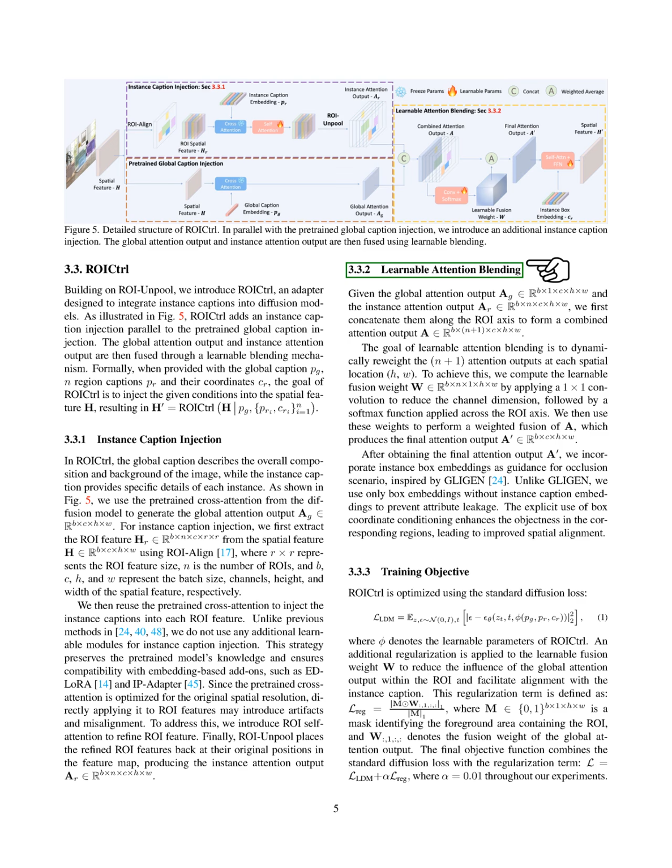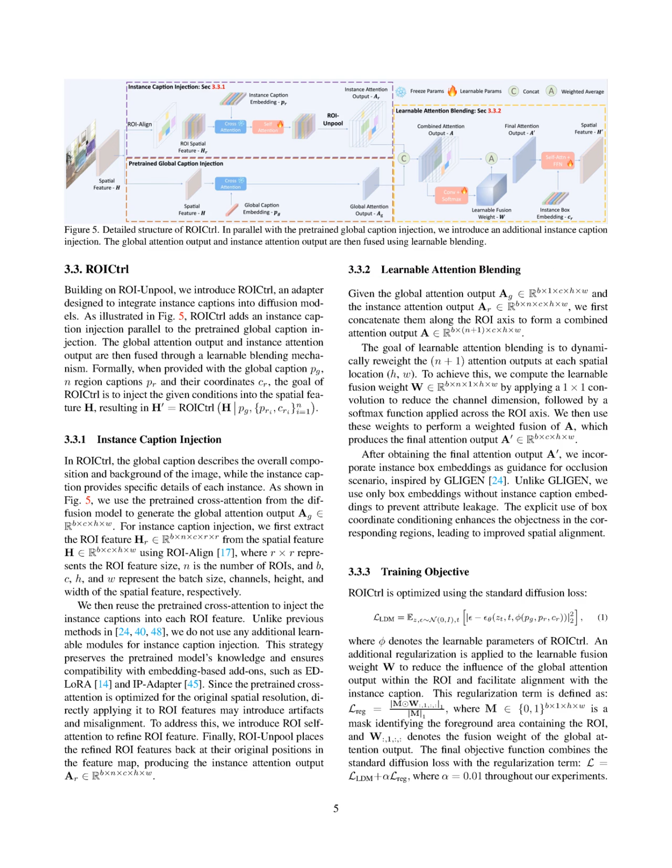We optimize ROICtrl using the standard diffusion loss, with an additional regularization applied to the fusion weights to minimize the global attention output's influence within the ROI and improve alignment with the instance captions. The regularization term is based on a mask that identifies the foreground area containing the ROI. Our final objective function combines the diffusion loss with the regularization term, maintaining a consistent value for the regularization weight throughout our experiments.